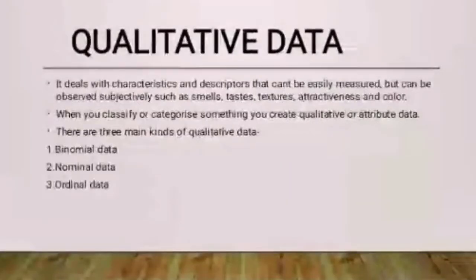So, what is qualitative data? It deals with characteristics and descriptors that can't be easily measured but can be observed subjectively, such as smells, taste, textures, attractiveness, and color. When you classify or categorize something, you create qualitative or attribute data. There are three main kinds of qualitative data: binomial data, nominal data, and ordinal data.